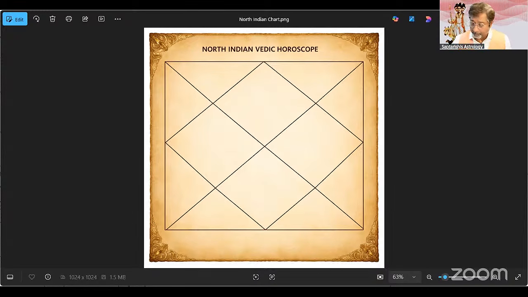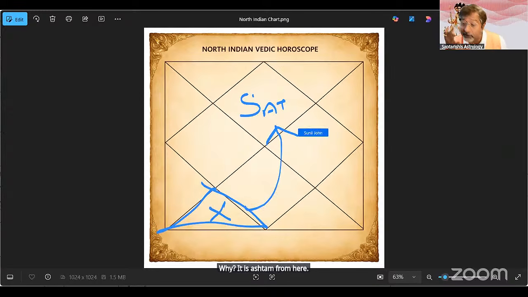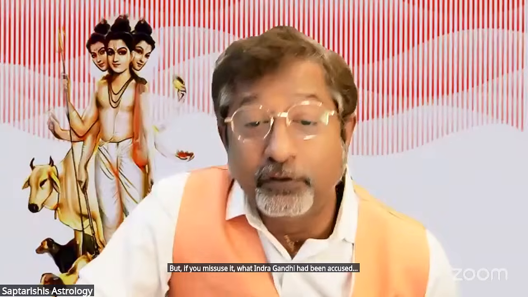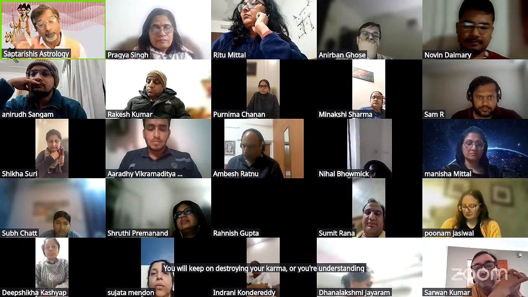Shani in Lagna will destroy the 6th house. Why? It is Ashtam from here. Ashtam means 8th. 8th from here. So enemies will get destroyed. But if you misuse it, as Indira Gandhi had been accused of misusing power, you will keep on destroying your karma. Are you all understanding the double dichotomy situation?